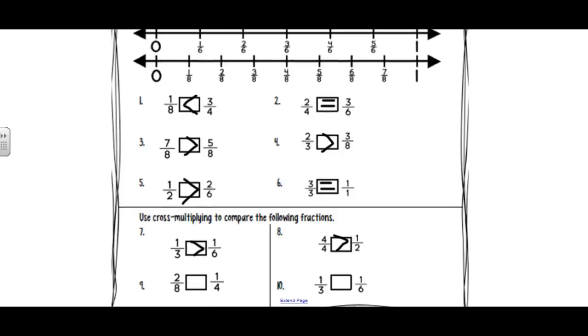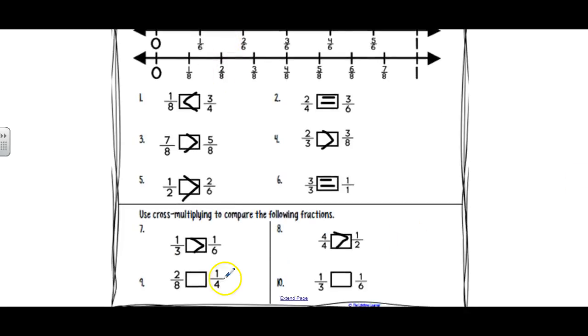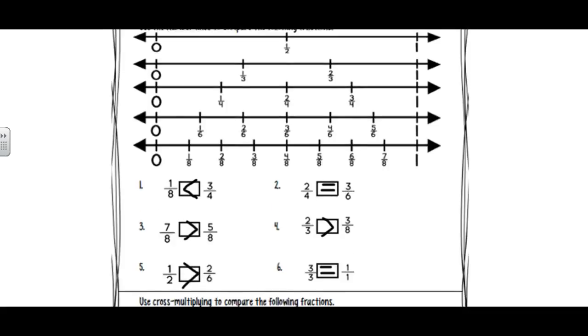2/8 and 1/4. So when we go up here, here's 1/4 and here's 2/8. They're at the exact same spot on the number line, so that also tells us that those two fractions are equal. And then we've got 1/3 and 1/6.